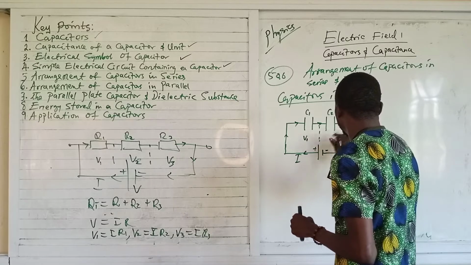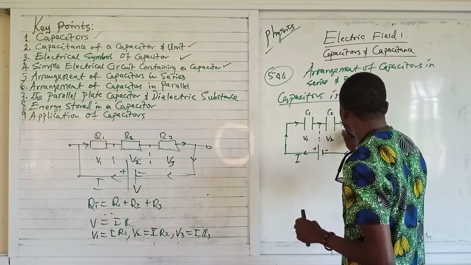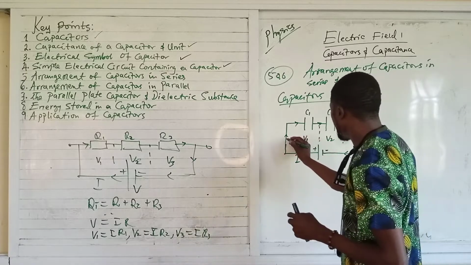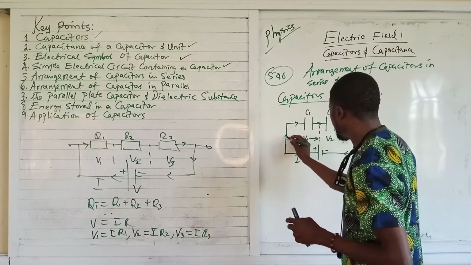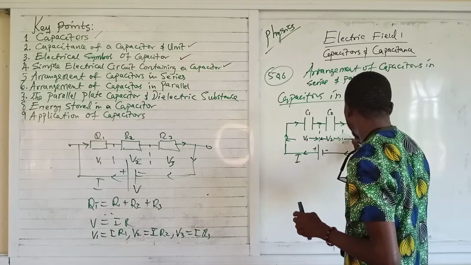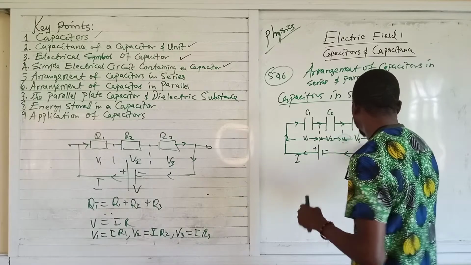Sorry, this is V2. This is V3. From this point to this point is the voltage across V, and then from this point to this point.